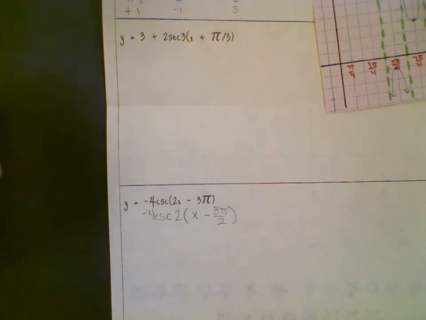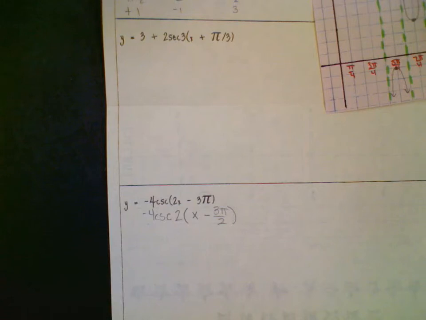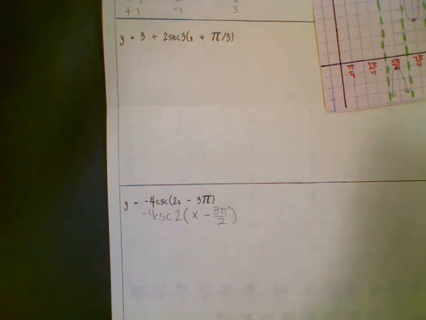Okay, so go ahead and try both of those. Figure out your period, find your interval, make your table just like you would for sine and cosine. But remember, you're reciprocating those y values, so you have all those undefined asymptotes. Okay, so go ahead and pause, please.